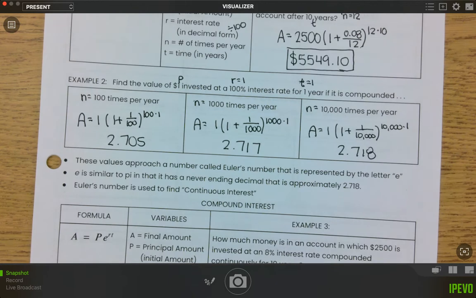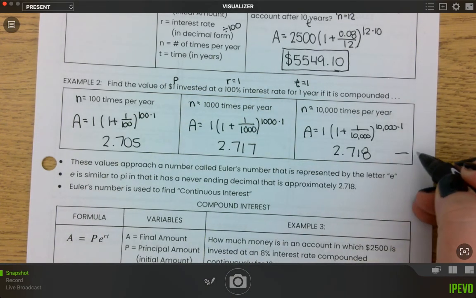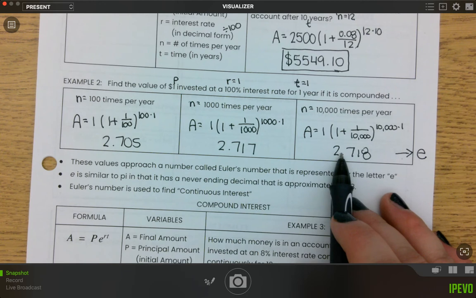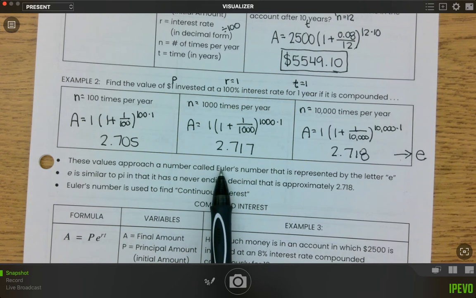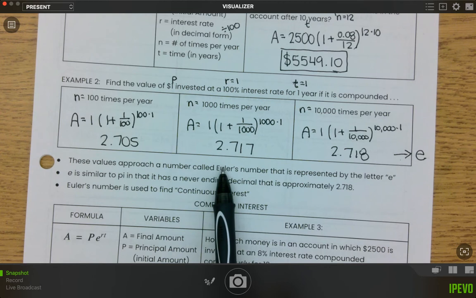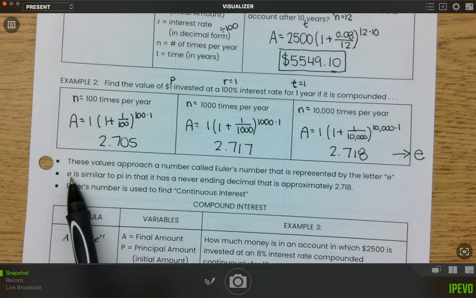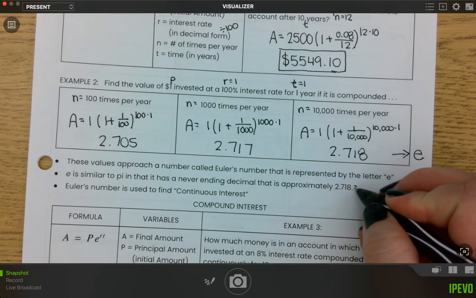But what's happening is as the number of times per year gets really high, these numbers right here start getting close to something called e. And e is 2.718, by the way. It's a special number called Euler's number. It is represented by the letter e for Euler, even though I know that's not what it sounds like. e is kind of like pi. So pi is a decimal that never ends, and e is approximately 2.718.